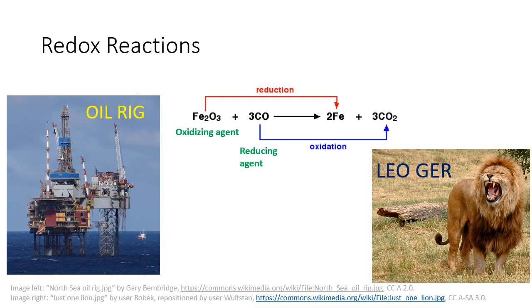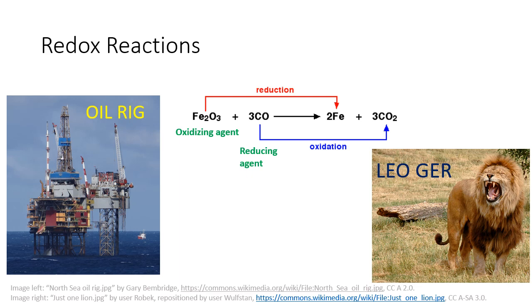All right, so first things first, what is a redox reaction? The oxidation state of one or more of the elements changes when you go from reactants to products. Okay, so in this particular case, iron is being reduced and carbon is being oxidized. If the thing is reduced, it is the oxidizing agent, and if the thing is oxidized, it is the reducing agent, which is not at all confusing, I'm sure.